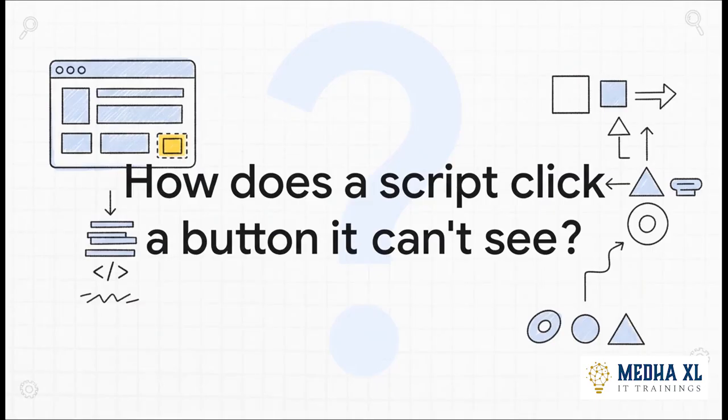So let's start with the big question, right? You and I, we see a button that says log in, and we just click it. Easy. But our scripts, they don't have eyes. They're just looking at a giant wall of code. So how in the world does a script find that one specific button among all the chaos? That's the puzzle we're going to solve.